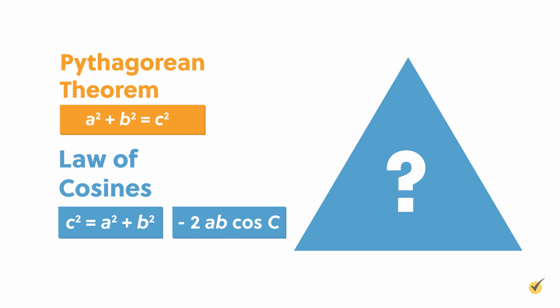As you can see from the end of the formula, we need one more piece of information than the Pythagorean theorem requires. We need to know the measure of an angle. To be specific, we need the measure of the angle between the two sides we know, sides a and b.